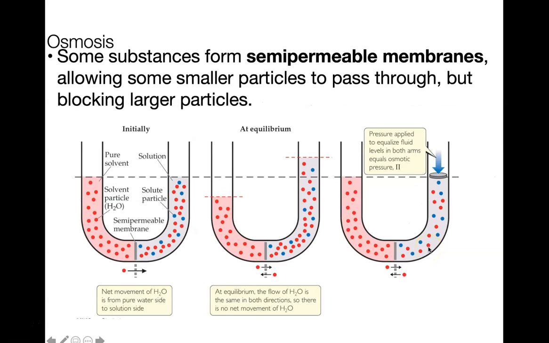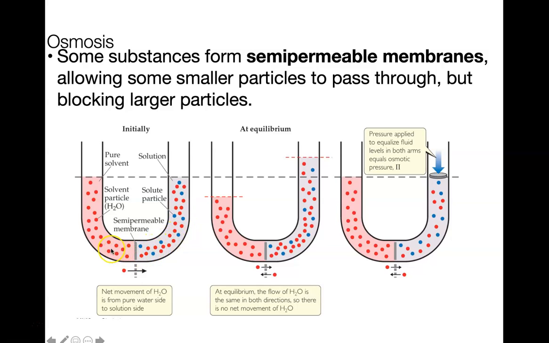So what does that look like, right? We have definitions, but it's easier to see. So we'll start here. We have this gray line, which is a semi-permeable membrane. The red dots are going to be our solvent particles, which are H2O in this example. The blue particles can be whatever you want. Maybe it's salt, maybe it's glucose, maybe it's a protein, I don't know. What we have here is just pure water, and over here we have a solution.